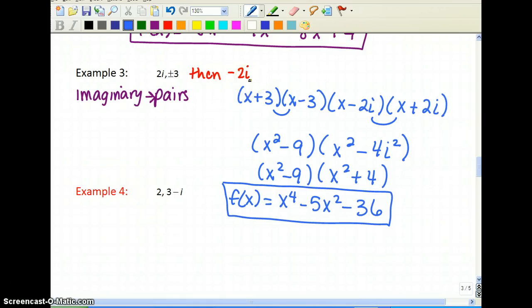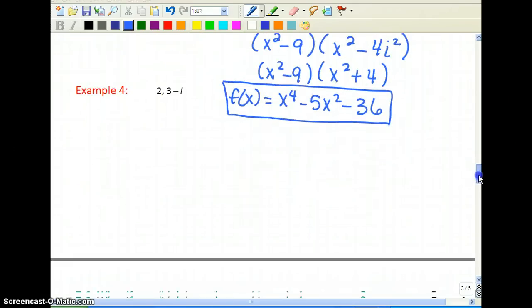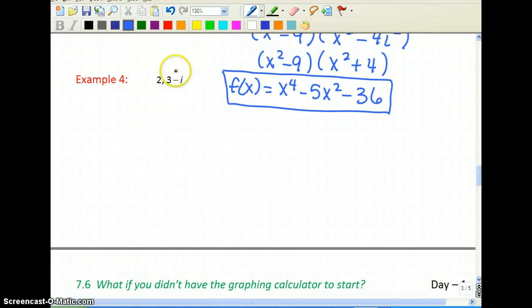Now example 4 is the most difficult because the zeros are a little complicated to make. So again, if they give you 3 minus i, you automatically know that 3 plus i is also a 0, so don't forget that. We need to make the factors. There's 3 of them. So the first one's going to be x minus 2. So you change the sign when you put it in here.